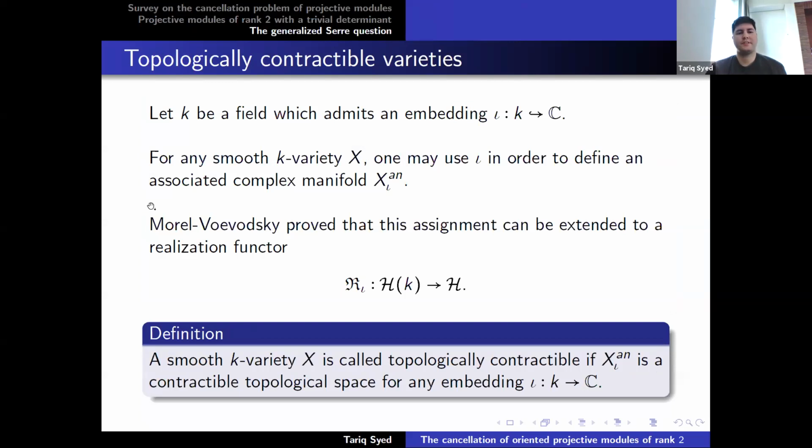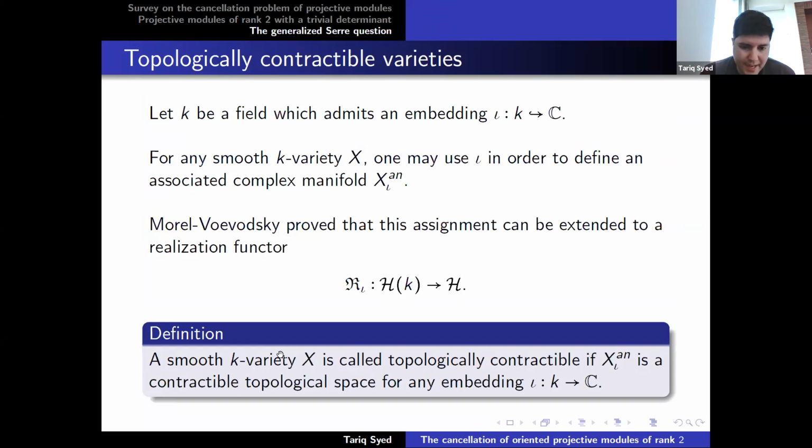So now towards the end, maybe 5 minutes: the generalized Serre question. As you might know, when k is a field which admits an embedding into the complex numbers, we may associate to any smooth k-variety a complex manifold, and this assignment can actually be extended to a functor from the unstable motivic homotopy category to the homotopy category of topological spaces.